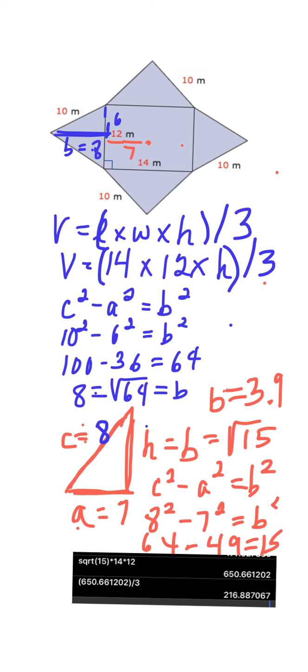And then that gave me 650.66. Then I divided that by 3, and I got 216.88, which if I round to the nearest tenth, is 216.9.